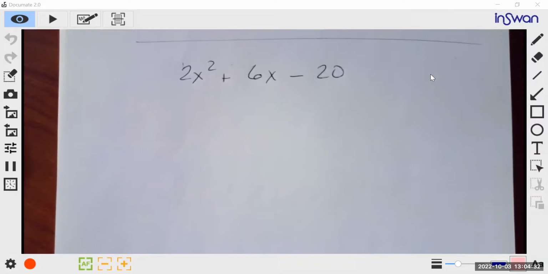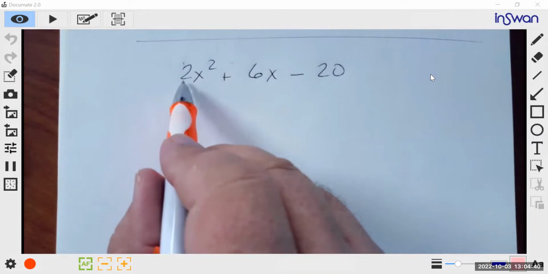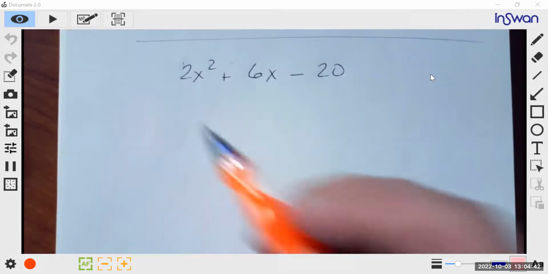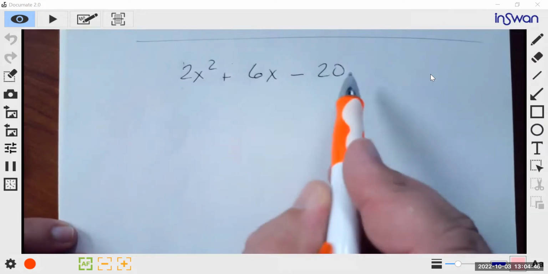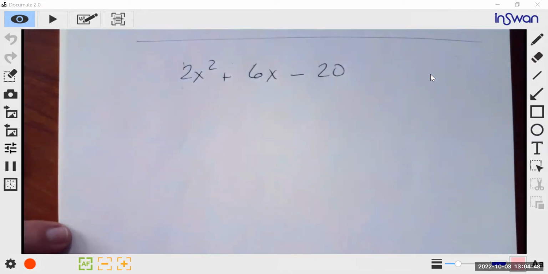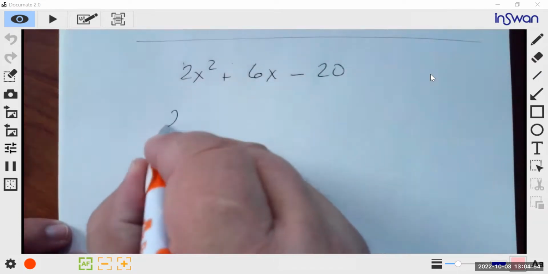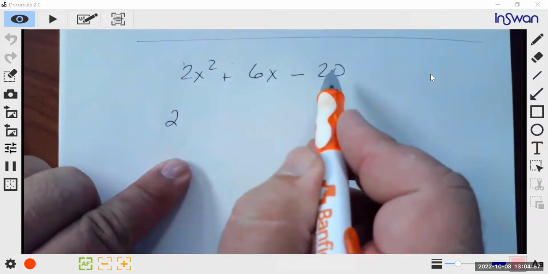Okay, I wouldn't throw you in the sharks just yet. What's different between this one and the other ones we've done? It has a leading coefficient. So the first thing you should always do is ask, can anything factor out of all of these? Do they have anything in common? Yeah, they each have a 2. They all have a 2 in common.